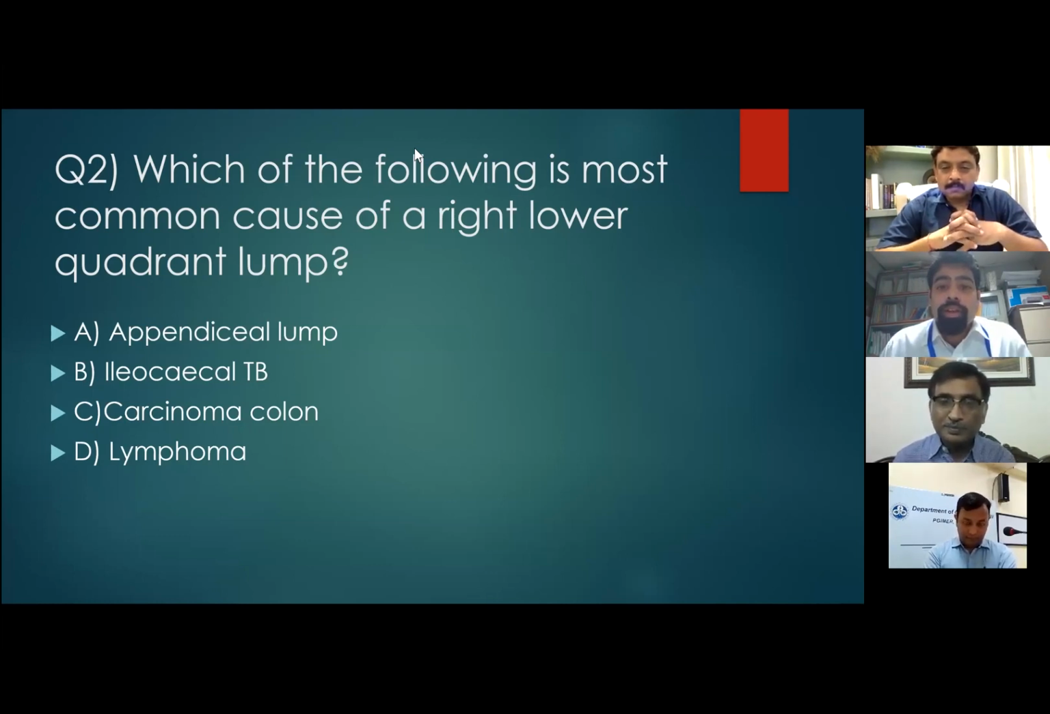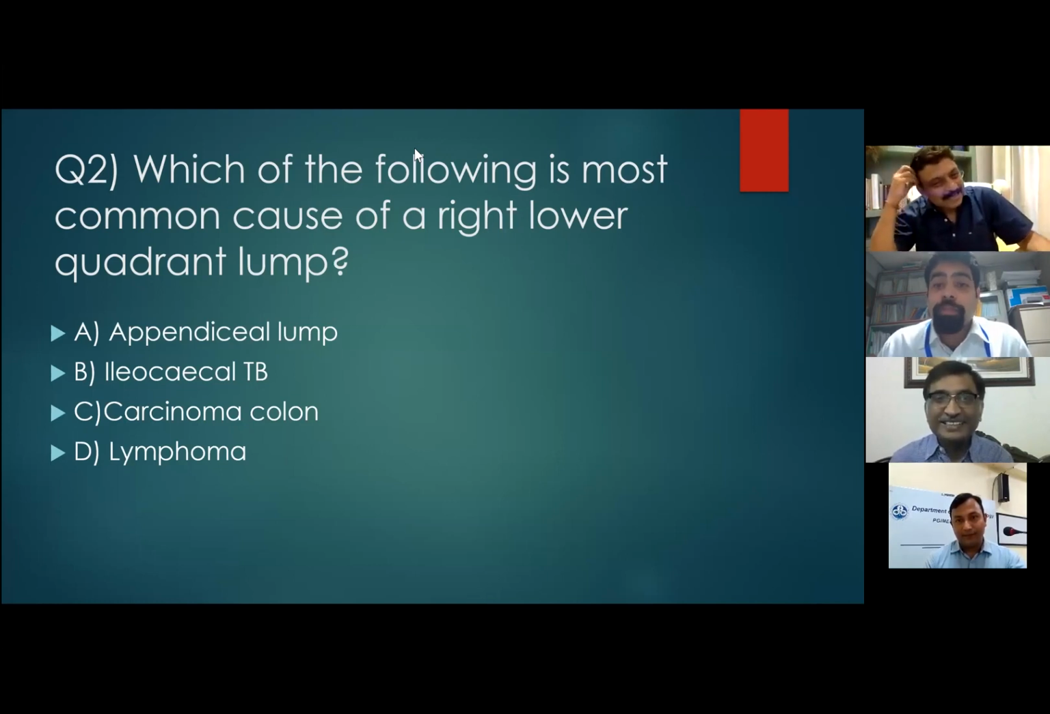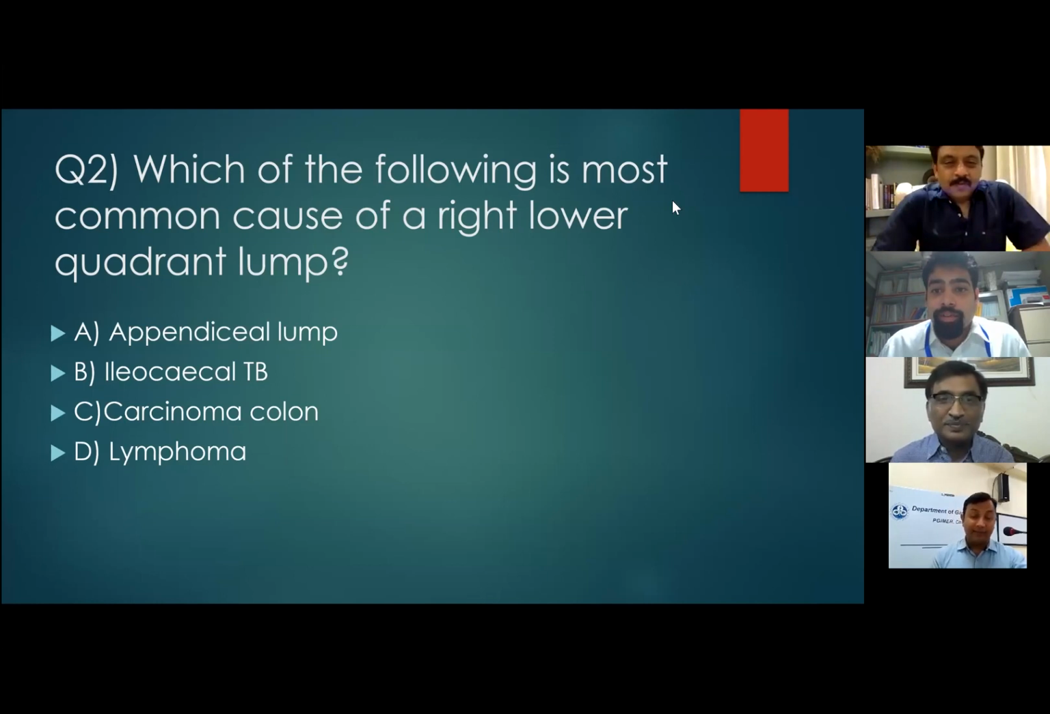The results are accumulating. We'll share with you in a couple of seconds. Almost 60% again say it is ileocecal TB. But this time the proportion in favor of appendiceal lump has gone up. 40% are saying it's an appendiceal lump, which is the more common. CA colon and lymphoma don't have many takers, less than 5% each. So almost 60 and 40 is the difference. Let's see what the answer to this is.